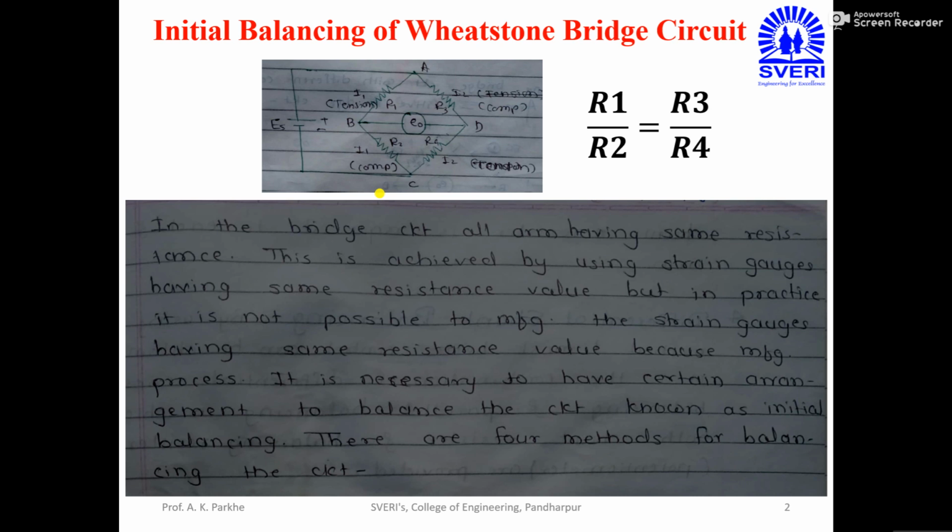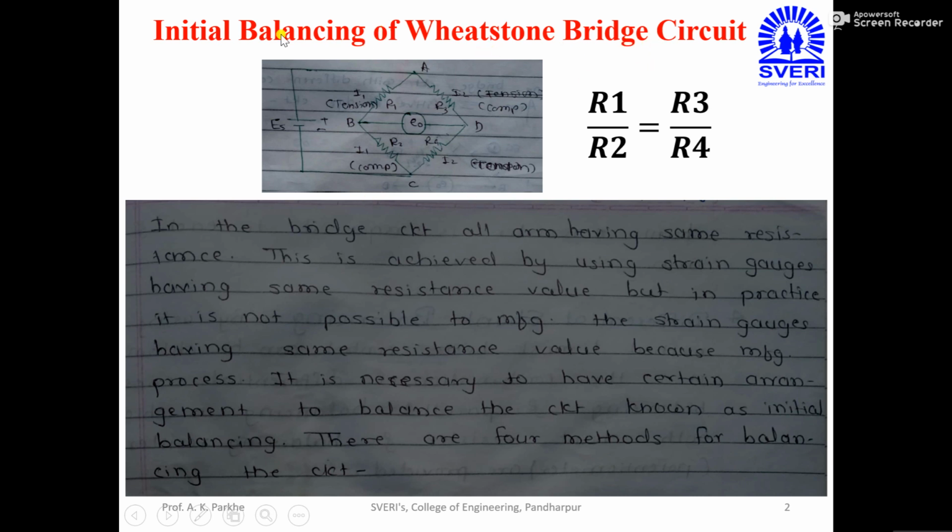in the manufacturing process. If such strain gauges having different resistance values are mounted on the Wheatstone bridge circuit, at that time the bridge circuit is not properly balanced, which means the display will show some reading before the application of load or before any movement. But as we have to make the display equal to 0, we have to balance that particular circuit, and that process is called the initial balancing of the Wheatstone bridge circuit.